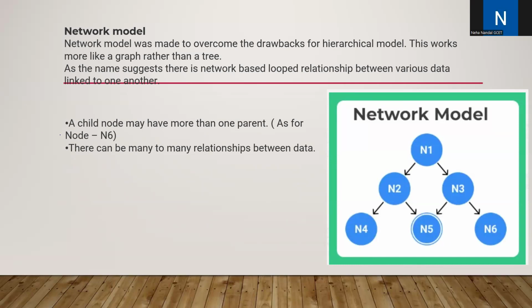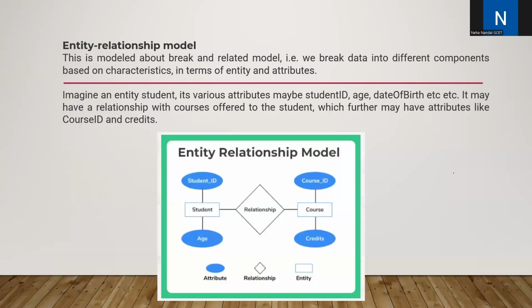So we'll not spend so much time on this one. There is a very small difference between the hierarchical model and the network model: a child node over here can have more than one parent, like this child. So one child can have more than one parent, and one parent can have more than one child, as earlier in the hierarchical model. So here the type of relationship will be many to many. One child has many parents, one parent can have many children. So this is the network model.